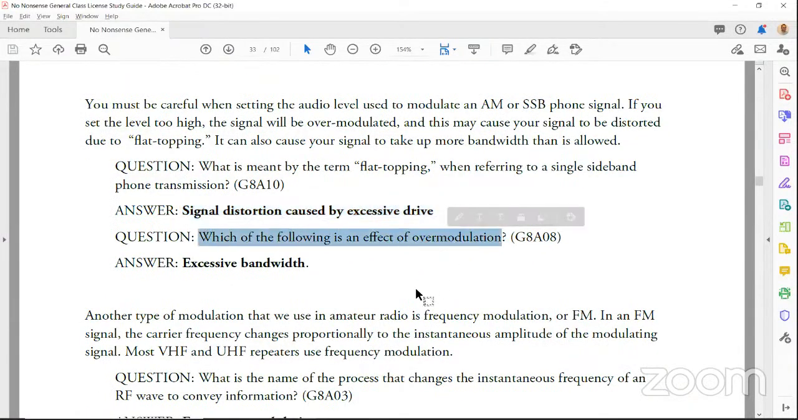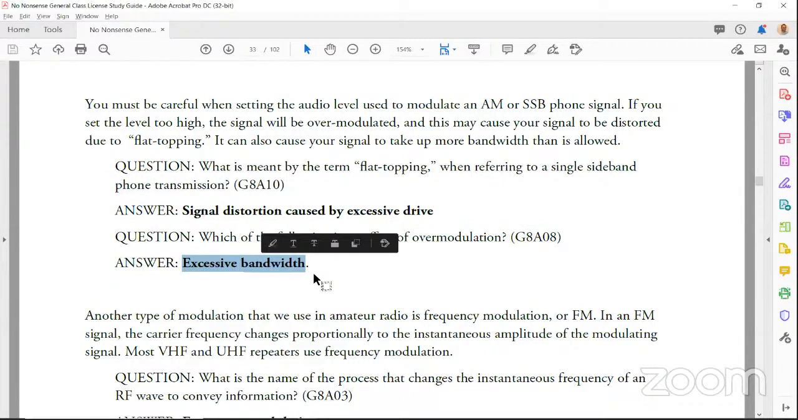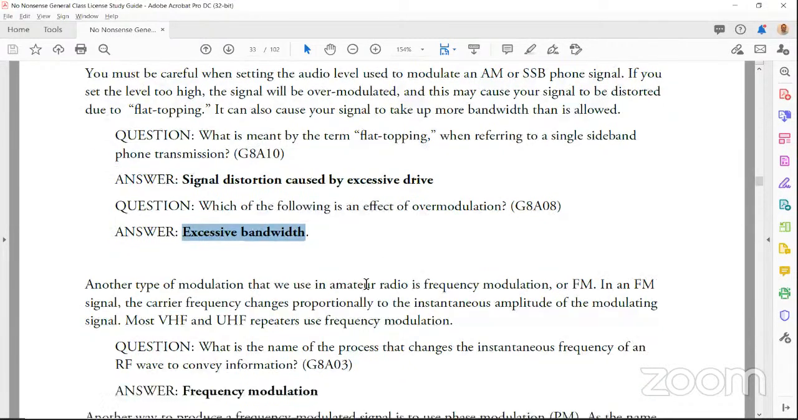Next question. Which of the following is an effect of overmodulation? So let's dissect this question. They're asking us for an effect, or an observation, or how will we know when we are overmodulating? How can you tell, or what happens when someone is overmodulating? What is an effect or a result of overmodulation? As we learned the last class, when you overmodulate, you may use excessive bandwidth, which is a bad thing.